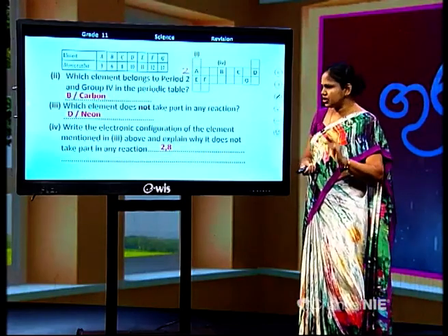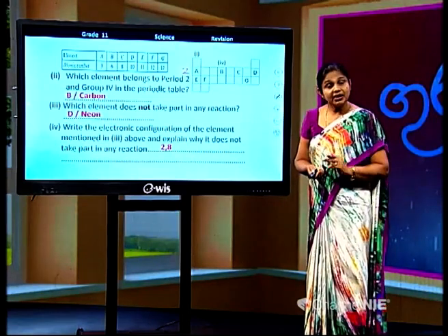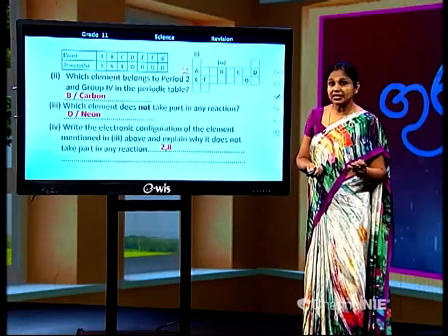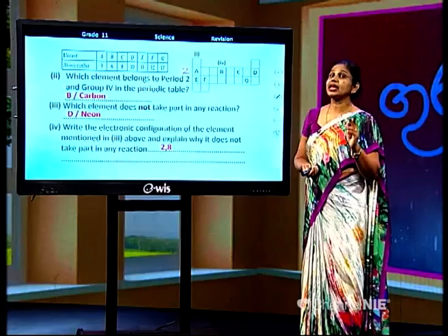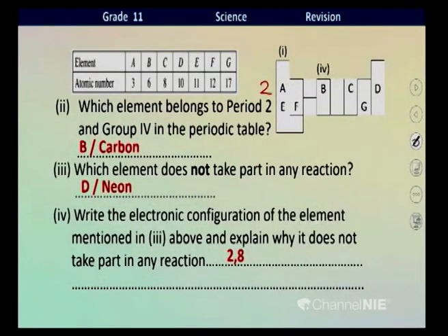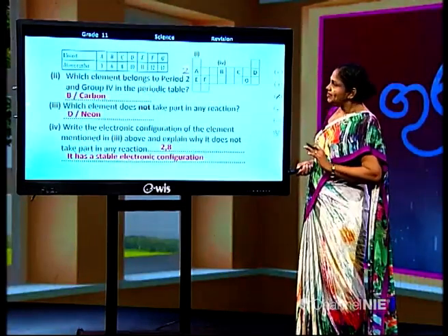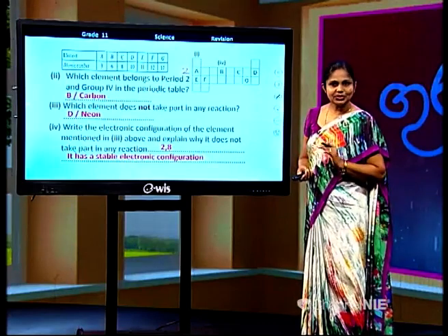Then next one. Explain why it does not take part in any reaction. It doesn't react chemically with other atoms because it has a stable electronic configuration, right? Its last energy level is completed, then it doesn't like to exchange electrons with any other. That's the reason. Okay, children? Right. Then we'll move to the next question.